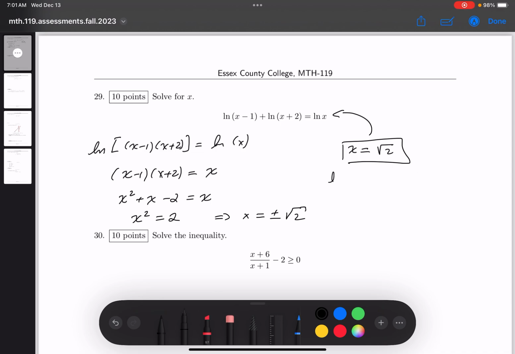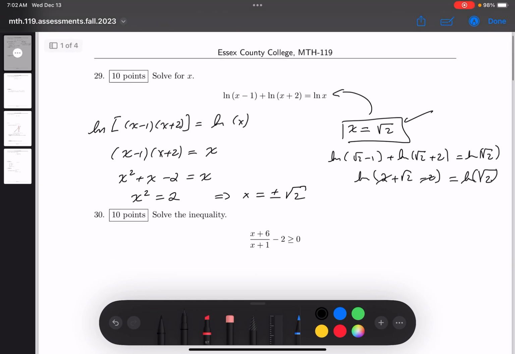So natural log, root 2 minus 1 plus the natural log, root 2 plus 2. And what do you get over here? You get the natural log of root 2. Let's go through the arithmetic, the natural log. You multiply it out. You get root 2 times root 2 is 2. Then you get 2 root 2 minus root 2, which is plus root 2. And then you get minus 2. And that, of course, is the same thing as the natural log of root 2. The reason being these cancel off. So it's a good answer. Let's go to the next question.